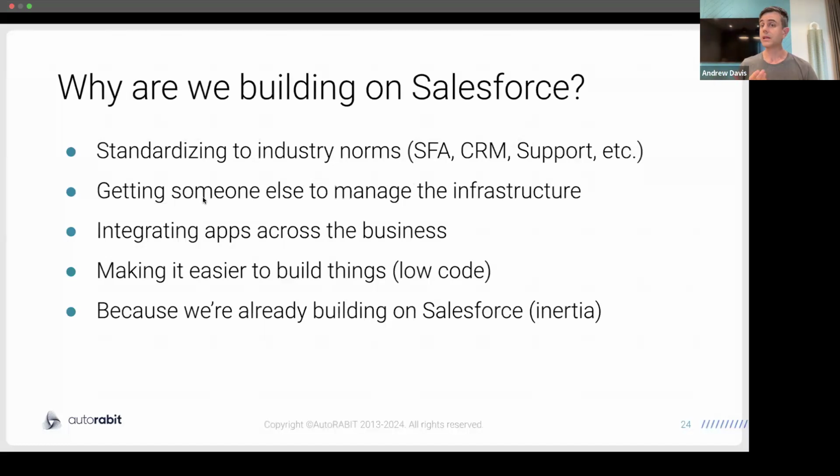When you build on Salesforce, you get somebody else to handle the servers. Somebody else is handling the network infrastructure. Great, that's a big job you don't have to do. It allows you to have apps that are integrated across the business. It makes it easier to build things because you've got a low-code development platform. And there's one more reason why you may be building on Salesforce, which is because they were building on Salesforce when you got there. Maybe the company has been building on it for 10 years and maybe you wouldn't have chosen Salesforce, but sorry, it's there, you've got some momentum. And so we're building on Salesforce partly because we're building on Salesforce.